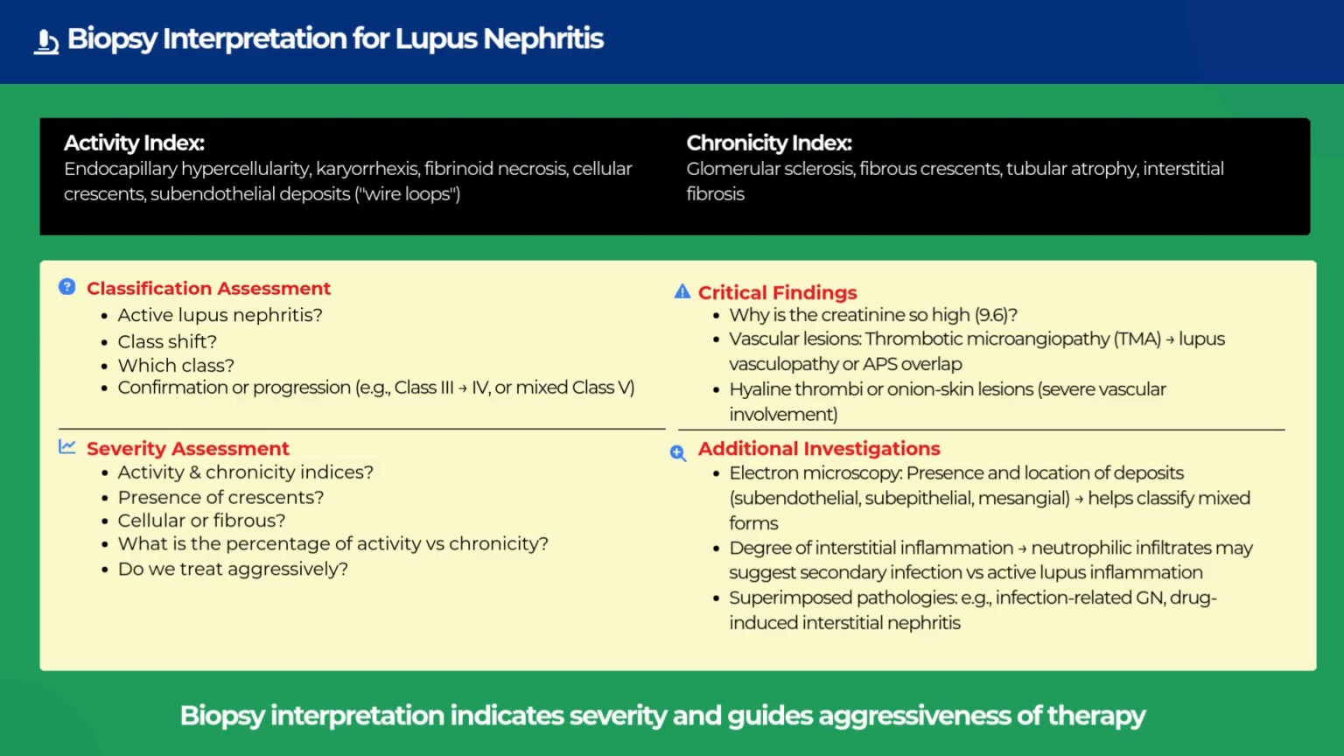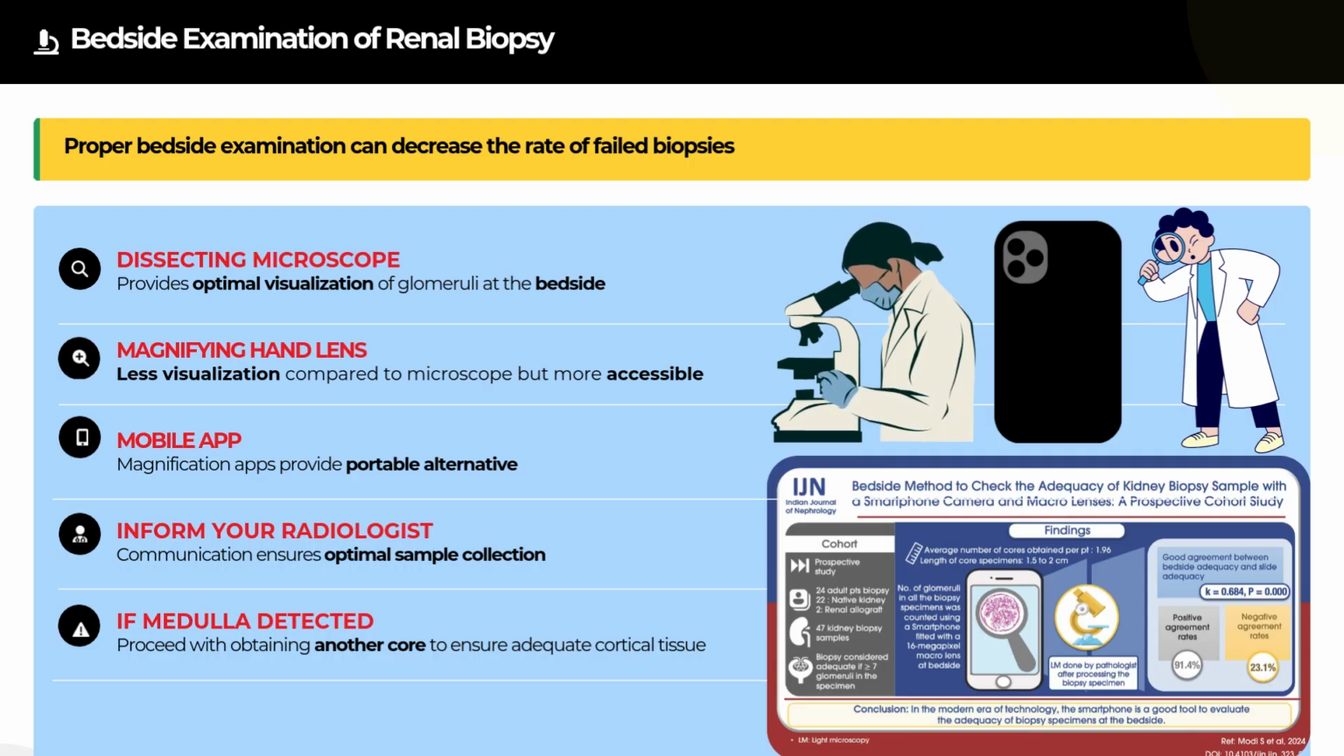So biopsy interpretation indicates severity and guides the aggressiveness of therapy, and these findings will make a difference. The first step in the sampling process is to ensure that an adequate core has been obtained, which should be checked at the bedside before sending it to the pathology lab.